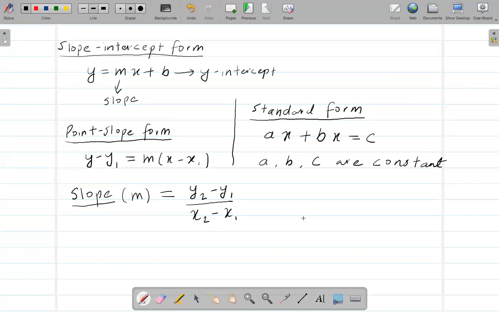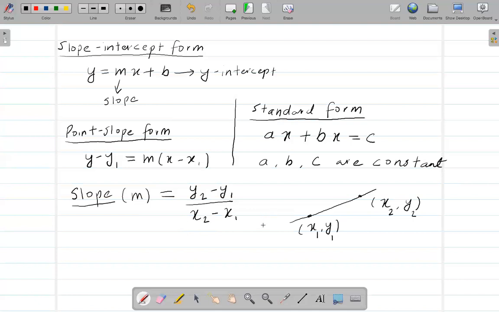Basically, the slope is for a straight line, and if we know 2 points on this line, let's consider this x, y and this also x, y. But since these are two different points, just to make it different, let's consider this as x1, y1, and this x2, y2. So if we know 2 points on the line, then we can find the slope using this formula right here.